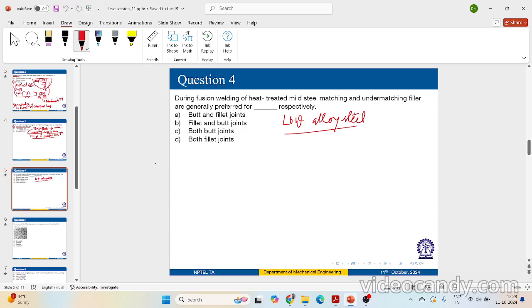There is this high strength low alloy steel. Please note this abbreviation, high strength low alloy. One is quenched and tempered low alloy steel. And finally, one is heat treatable low alloy steel. So these are three different kinds of low alloy steels we will be talking about right now.